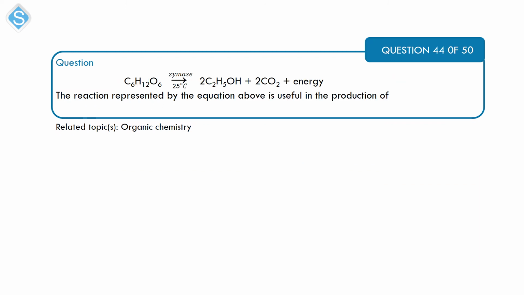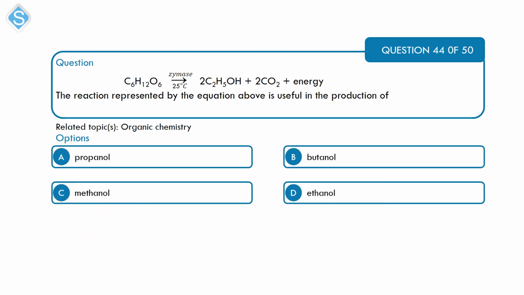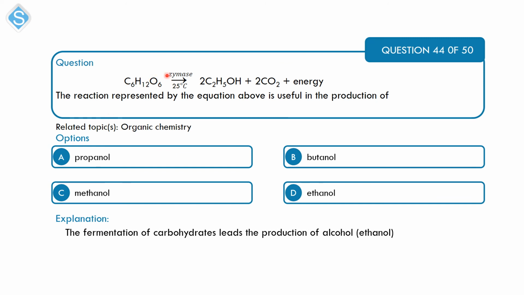Next, also on organic chemistry, the reaction represented by the equation above is useful in the production of A, propanol, B, butanol, C, methanol, and D, ethanol. Alright, so what we have here is glucose fermenting to produce alcohol. This is an alcohol here. Alright, this is your ethanol. So this reaction is useful in the production of an alcohol, that is ethanol. The fermentation, now the zymase here, is an enzyme, a biochemical catalyst that helps to facilitate this process.